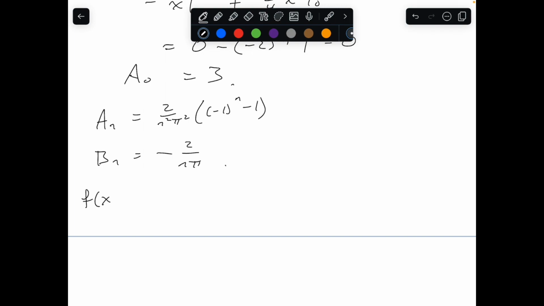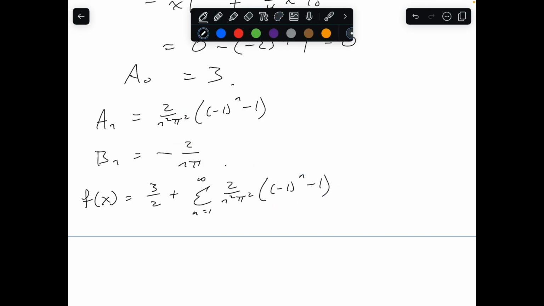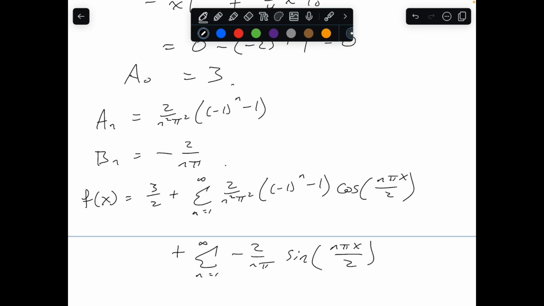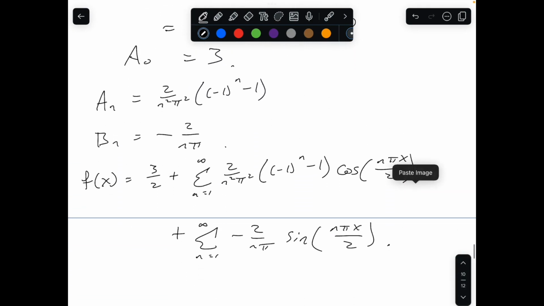And so f of x ends up being, so a0 is 3, so you do 3/2, and then plus the sum from 1 to infinity of a_n times cosine n pi x/2, and then plus the sum from 1 to infinity of b_n times sine of n pi x/2, like so. So that's the Fourier series.